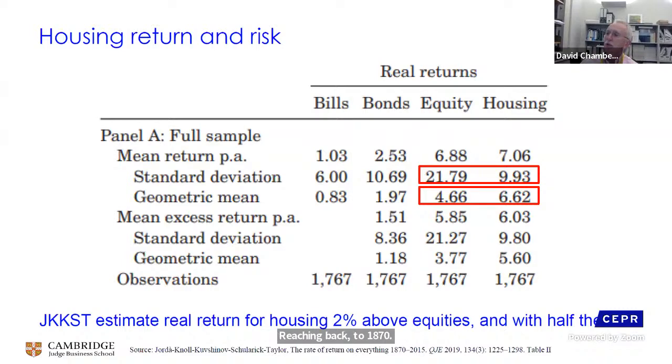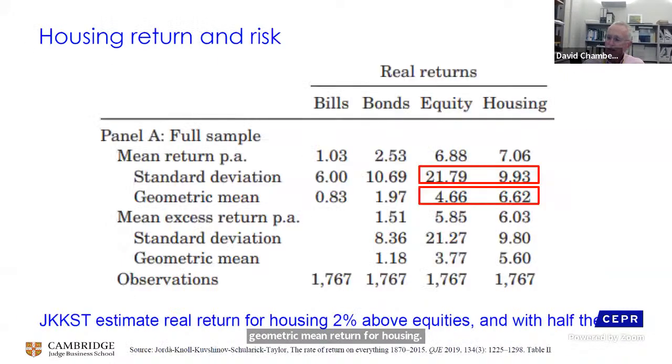One of the main conclusions of that piece of research is that housing, and here this is a chart taken from their paper, it shows the real total returns on bills, bonds, equities, and housing. This is the arithmetic mean return across all 16 countries in their sample, and you can see from this that the suggestion is that housing returned a slight premium to equities, but with less than half the risk, and reflecting the low risk, there's a much higher geometric mean return for housing.